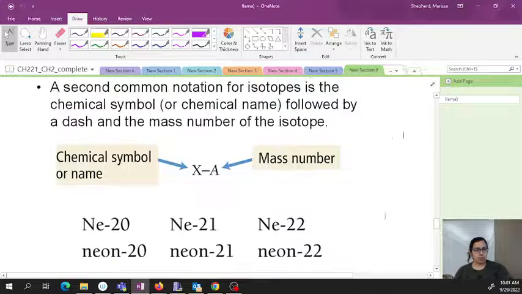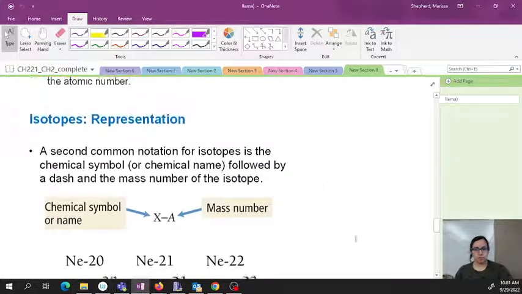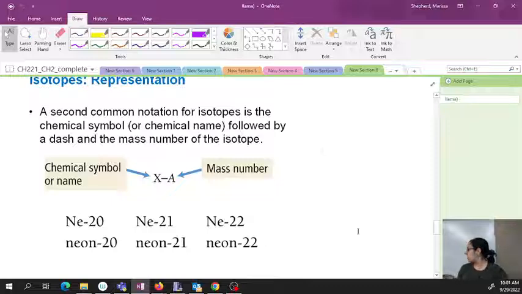All right, so let's continue on unless there are questions. Let's finish up isotope representation, and then we need to hit up chapter 3.